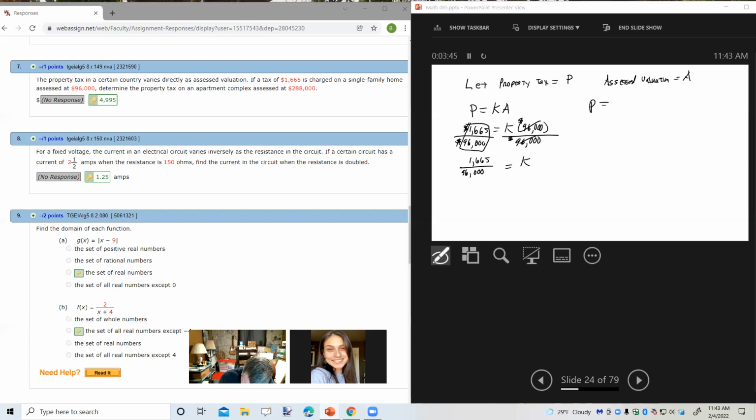Okay. So now I've got P equals 1665 over 96,000. But what I don't want to do is round it off. For instance, as a decimal, I got 0.01734375 and so on. So I'm going to stick with this. So now P equals that number times A. Determine the property tax on an apartment complex assessed at $288,000. So now I've got this times that.